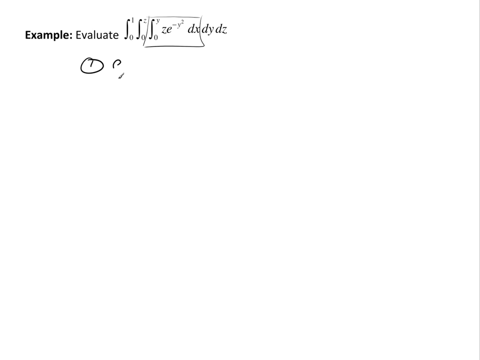So I'm going to take a look at the integral from 0 to y of z e to the negative y squared dx, which is obviously, this is all a constant. So I'm just going to have this times x evaluated from y to 0. So that's simply going to give me z times y times e to the negative y squared.